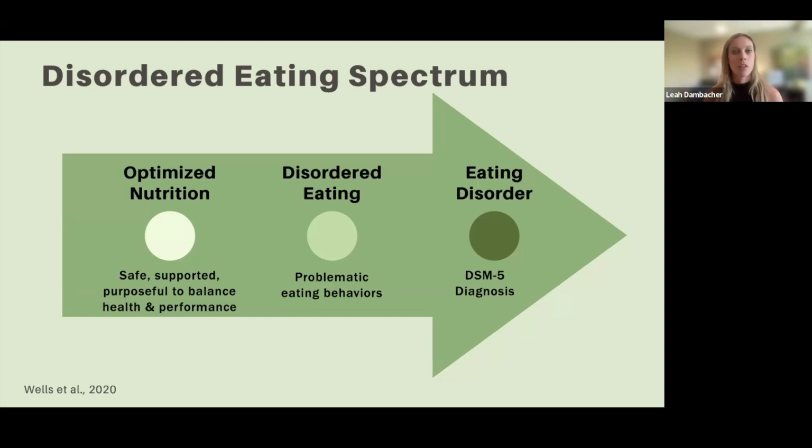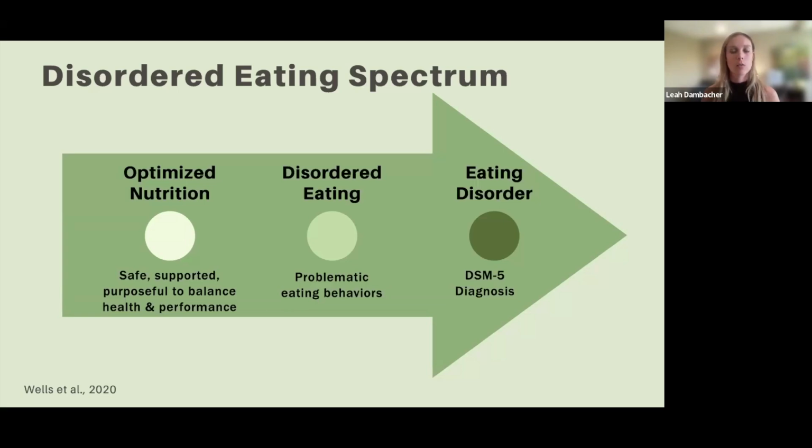So on the very left side, we have optimized nutrition. We are fueling our bodies with enough food to sustain the exercise that we're exerting, and our bodies are able to function normally. We are feeling safe, supported, and we really just have balanced nutrition, and our health is really optimized. And with disordered eating behaviors, we might start to move along this spectrum into some disordered eating patterns.